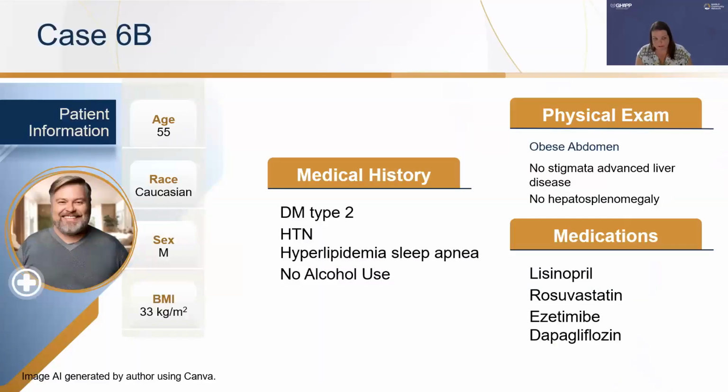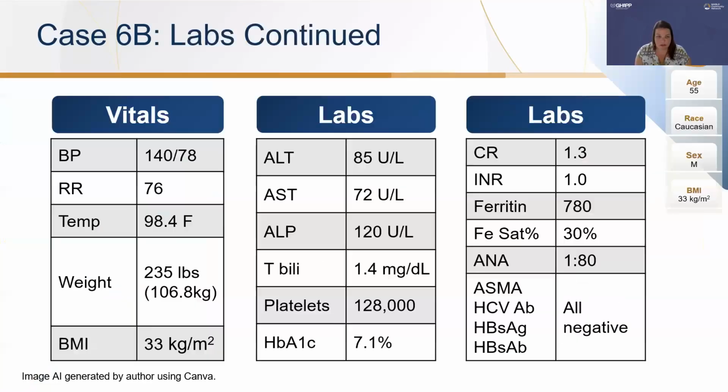All right, now we're going to imagine that we have this same patient. All of this information should be the same. We're still 55, a Caucasian male, BMI elevated, metabolic syndrome without excess alcohol, no features of advanced liver disease, and then hypertension, hyperlipidemia, and diabetes-directed medications. This time we're going to alter things just a little bit.